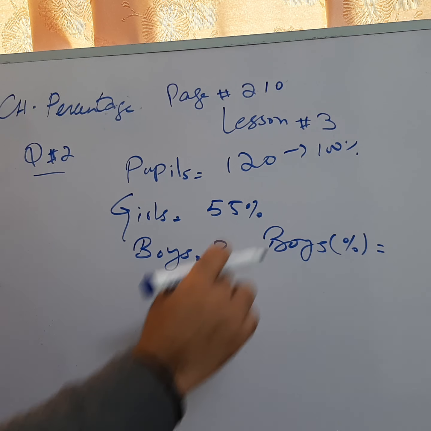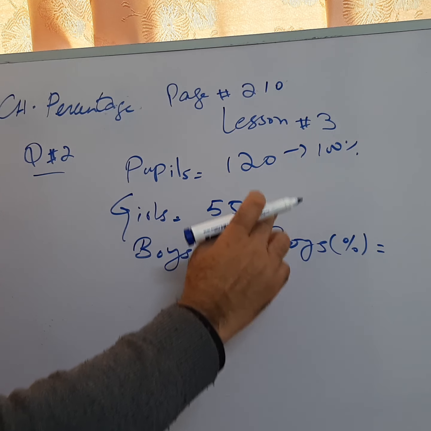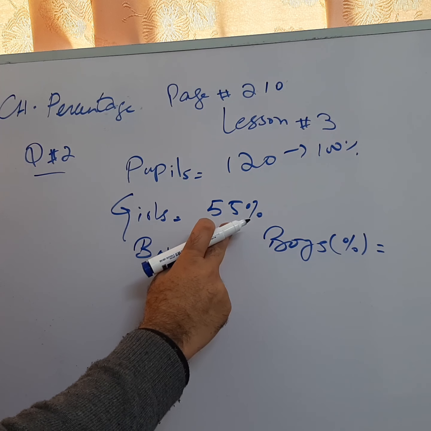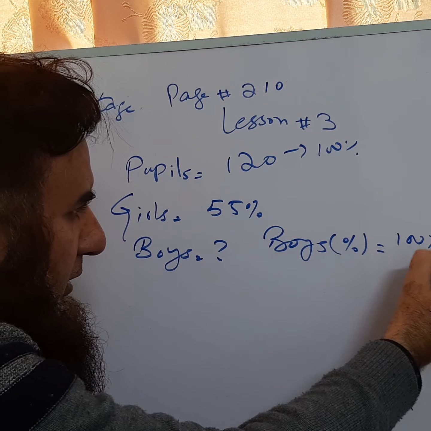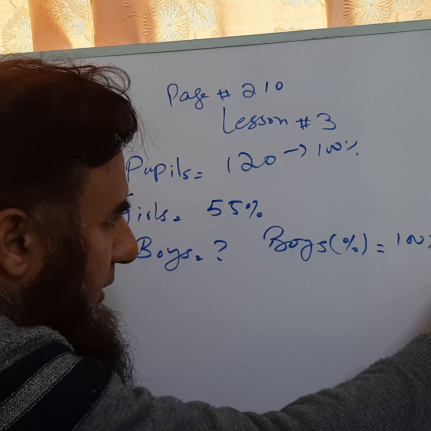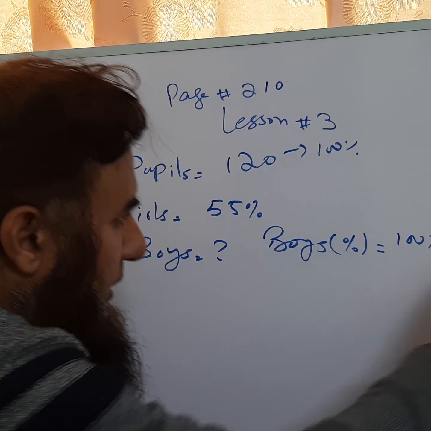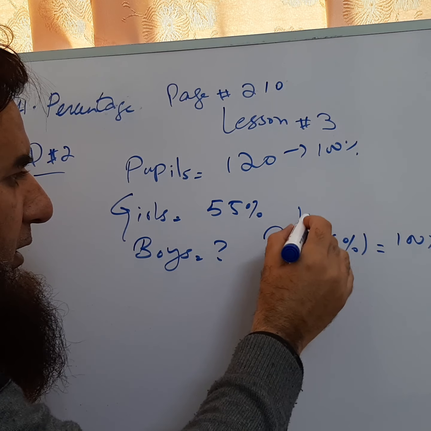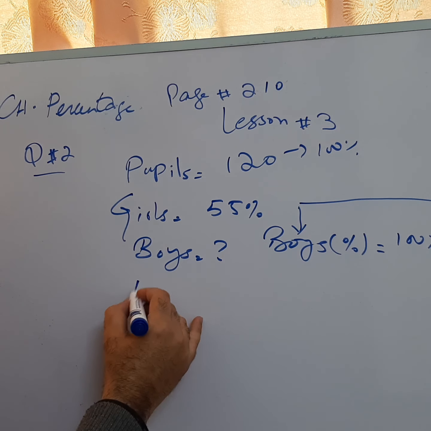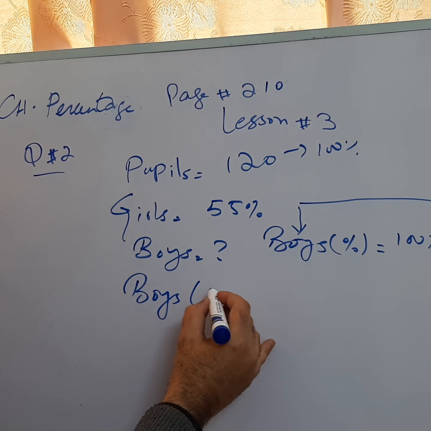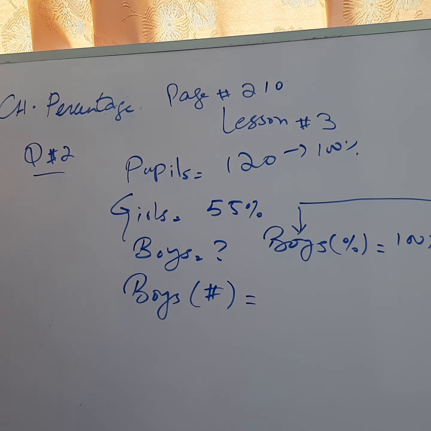Okay, we know that 100% is the total, and out of this 100%, 55% were girls, so the rest were boys. So 100% minus 55% is equal to 45%. So 45% of the pupils were boys who went for the picnic. We just need to convert this boys percentage into a number. Okay, how?